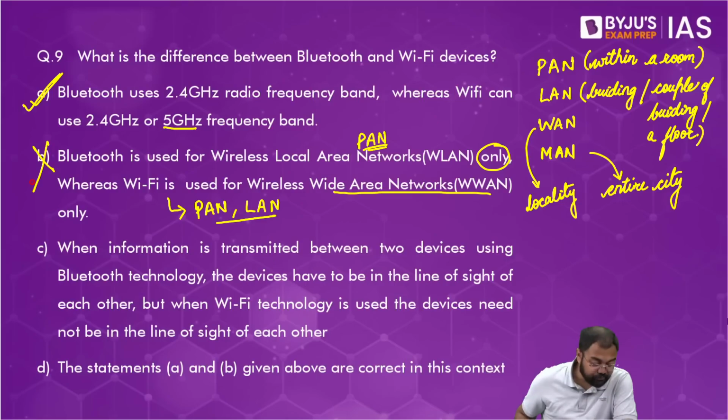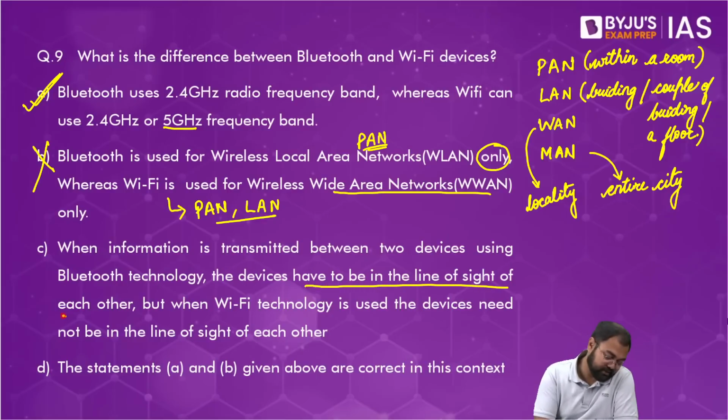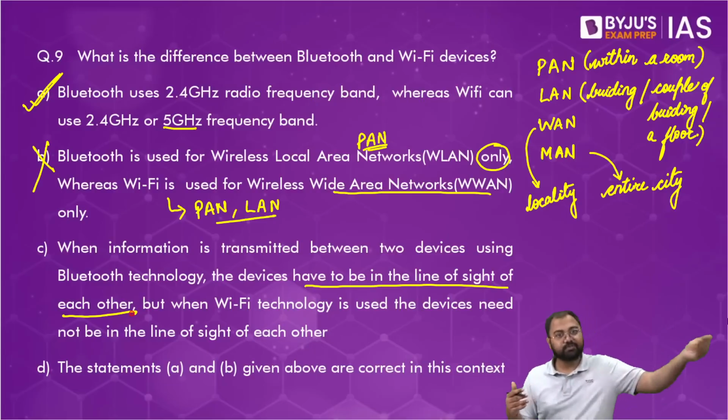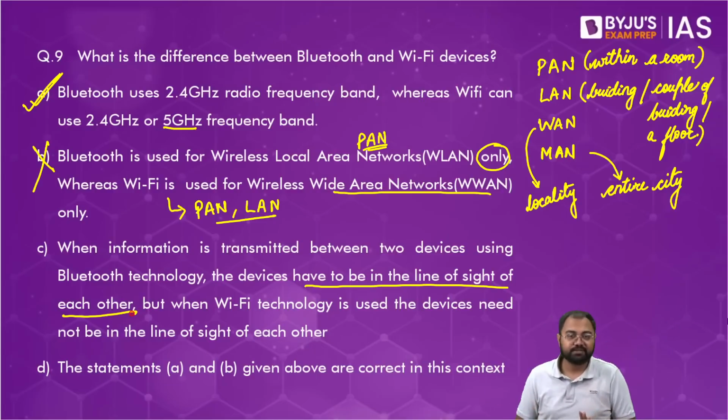C says when information is transmitted between two devices using Bluetooth technology, the devices have to be in the line of sight of each other. Now this I did not expect that you will mark as correct. Simple reason: you are using Wi-Fi, and I'm sure that many of you, if not all of you, have used Bluetooth. Does Bluetooth get restricted when you are between two rooms? It can connect between two rooms. We discussed that it has a range up to 10 meters, and between two rooms also you can connect it.